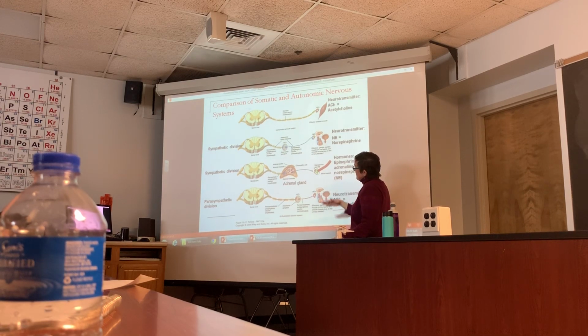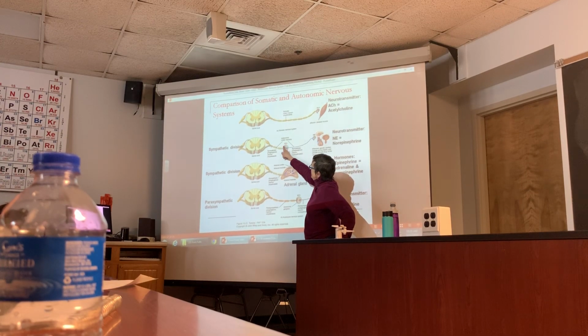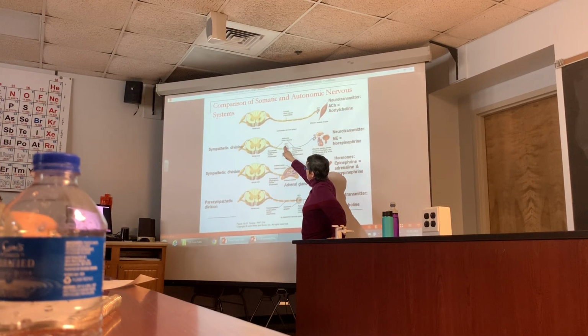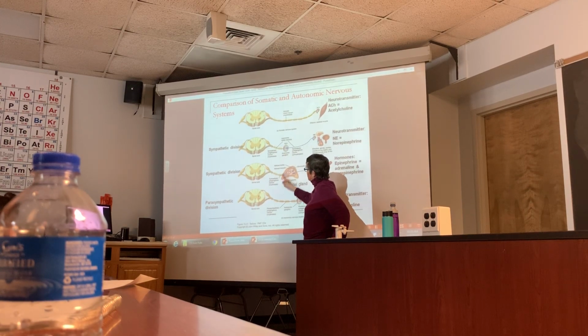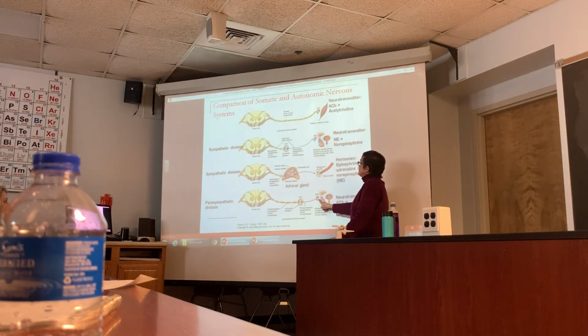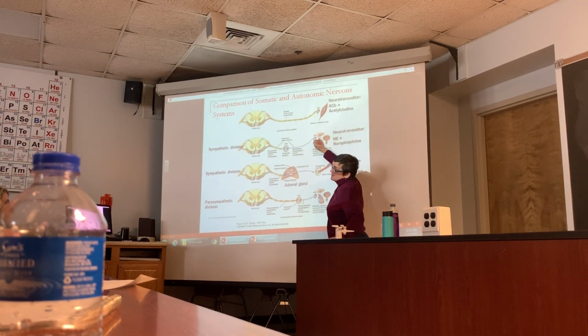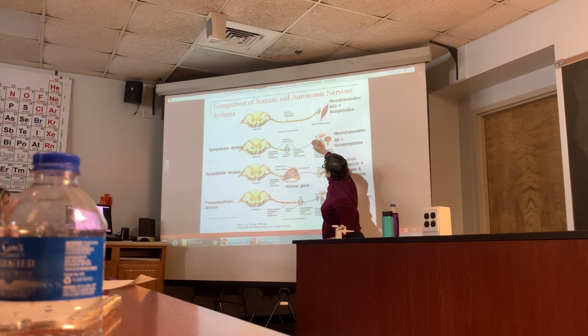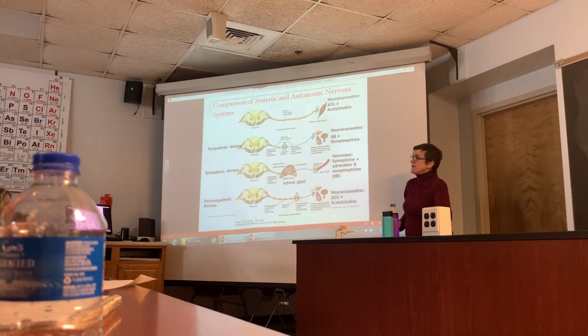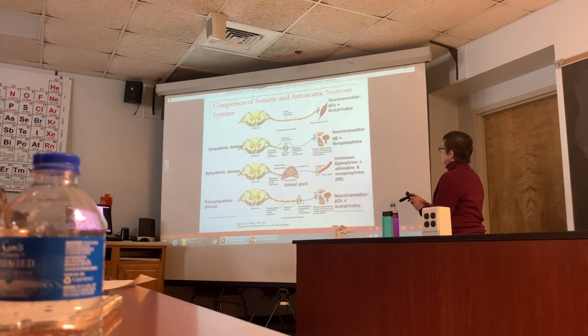In the autonomic system, wherever you see acetylcholine, that means that's a cholinergic neuron. So this would be a cholinergic neuron here, that's cholinergic, and that's cholinergic. Just about all of these are cholinergic with one exception, and that's this one. The sympathetic postganglionic neurons are adrenergic. So we're going to look at cholinergic versus adrenergic.